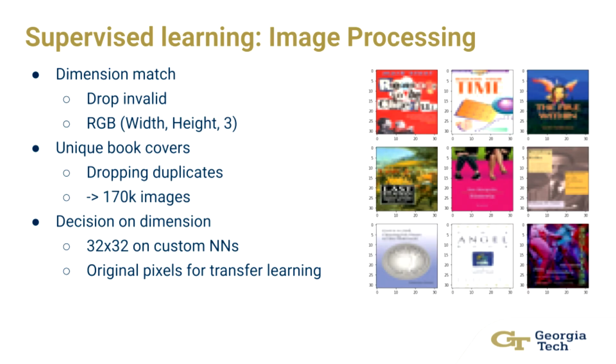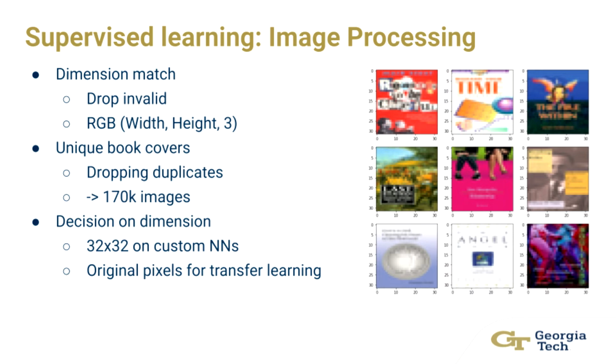For the image processing, first we dropped the images that do not match the standard RGB format, which ends up with width, height, and 3 RGB layers. After that, the duplicated images were dropped, only allowing unique images to be present in the dataset. It returned roughly 170K images total, randomly selected based on the usage.